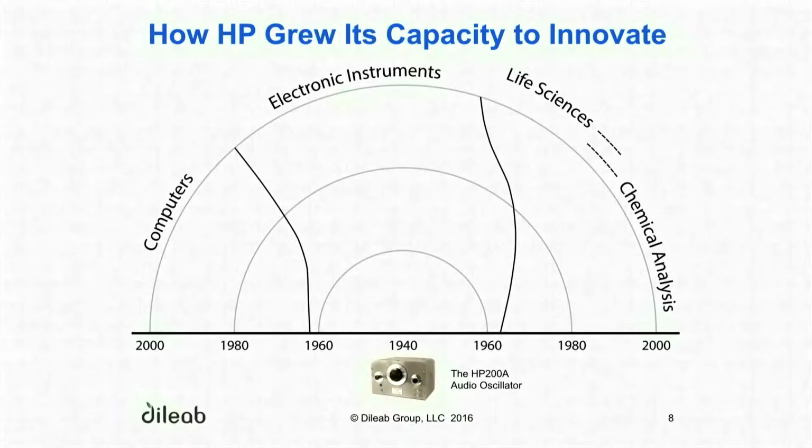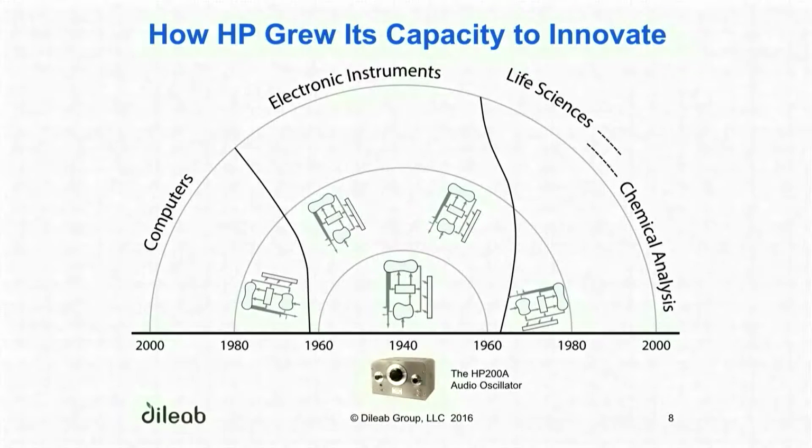HP was founded in 1939 with the introduction of its first product. From then until about 1960, HP had one business unit and one innovation system, represented here by our innovation system diagram used as an icon. The business model that evolved over that time focused on electronic laboratory test instruments.